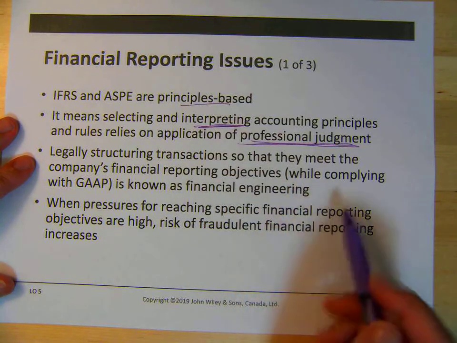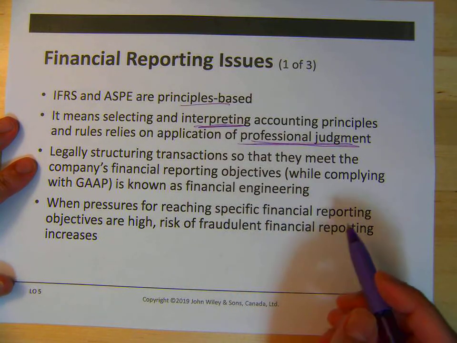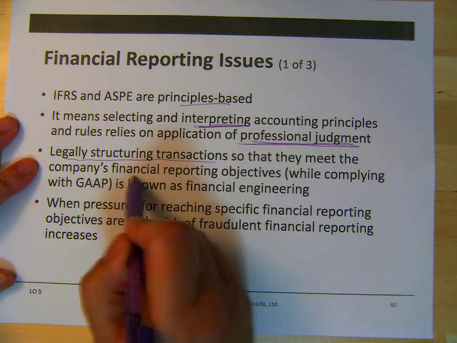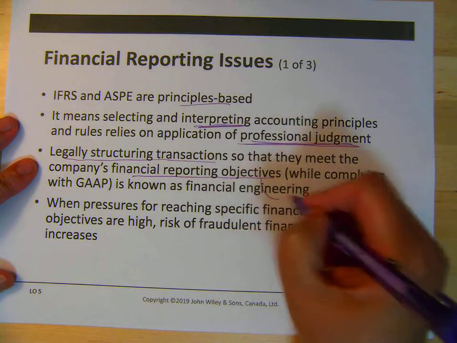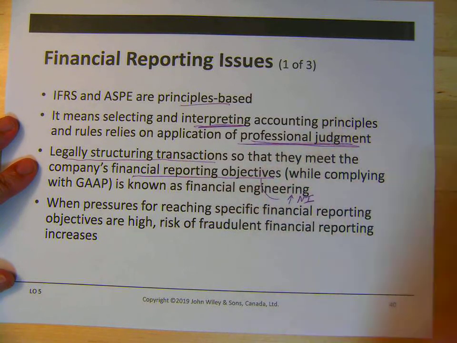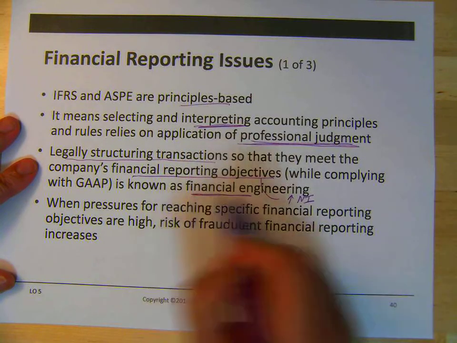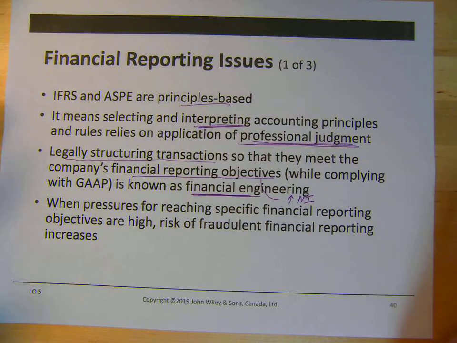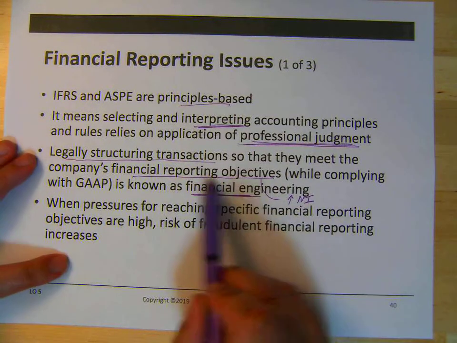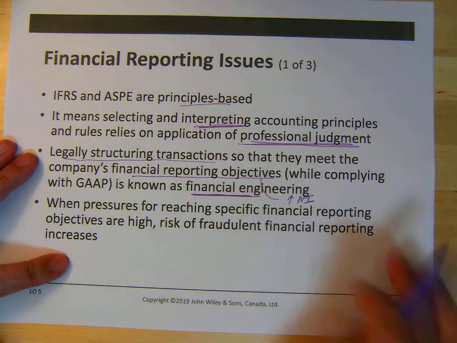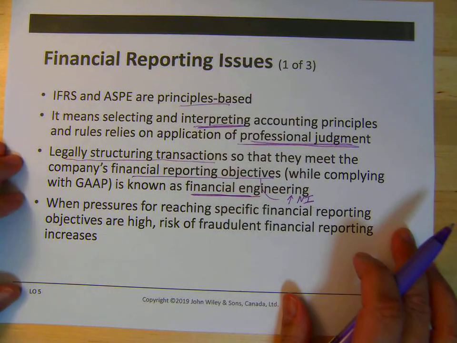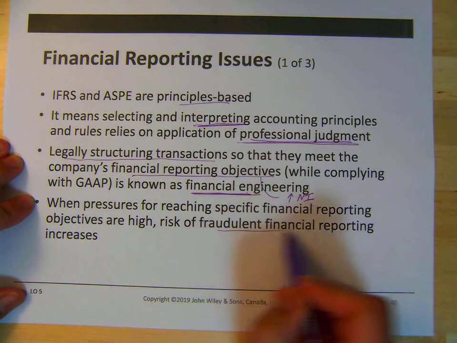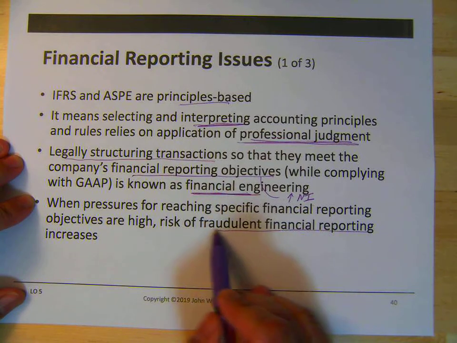Now, sometimes companies will legally structure transactions so that they meet reporting objectives like increased net income. That's called financial engineering, okay? And you really shouldn't be doing it. That shouldn't be your point, to show increased net income or sometimes decreased net income. That can lead to fraudulent financial reporting. This isn't always fraudulent, but it can be.